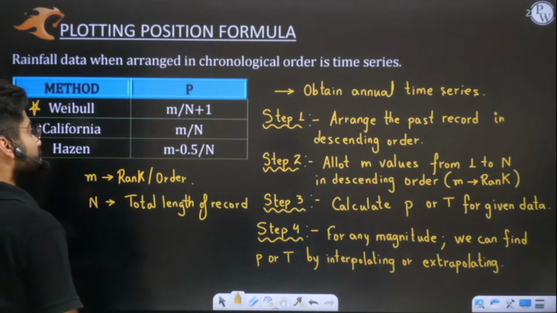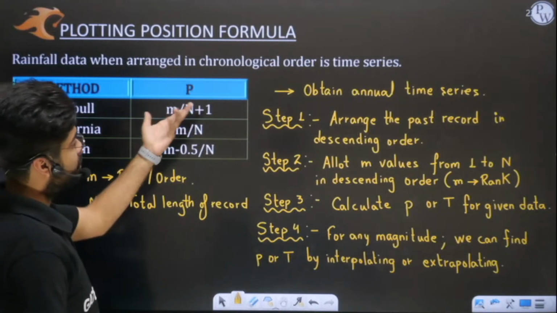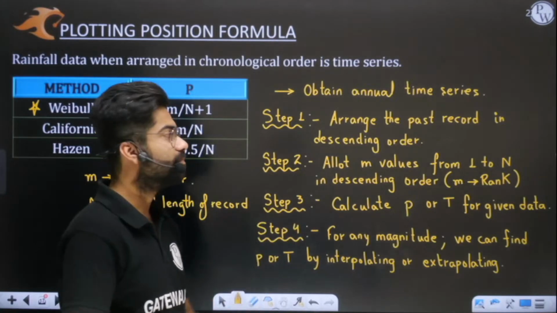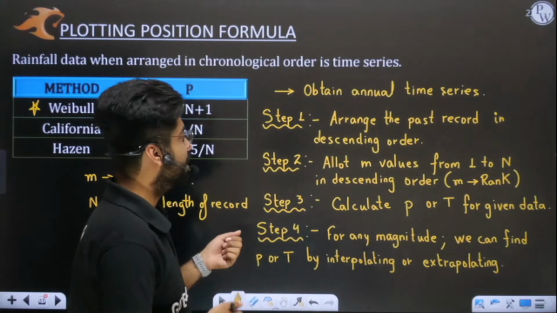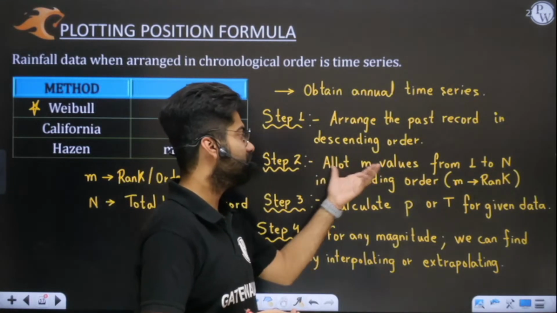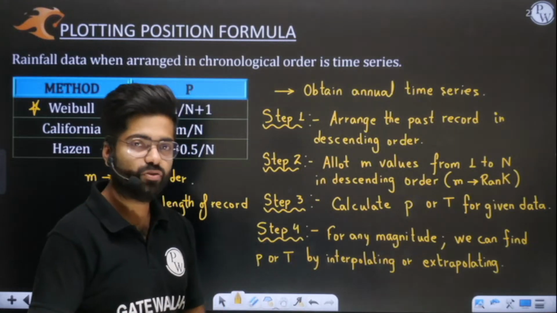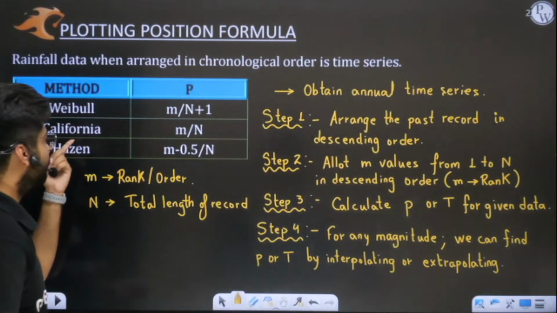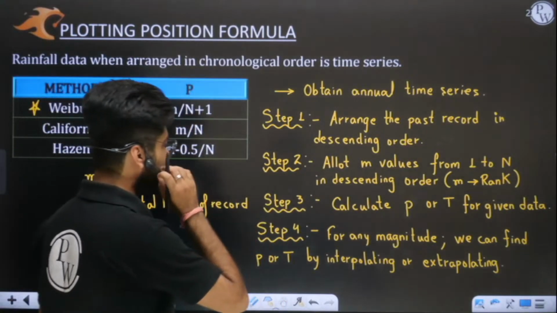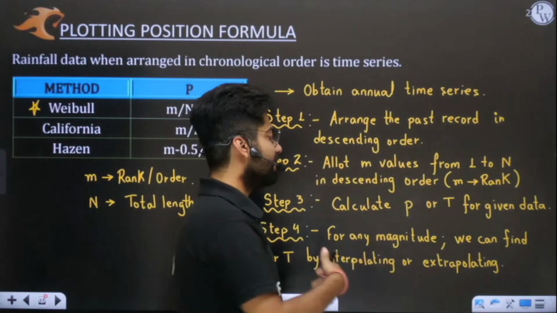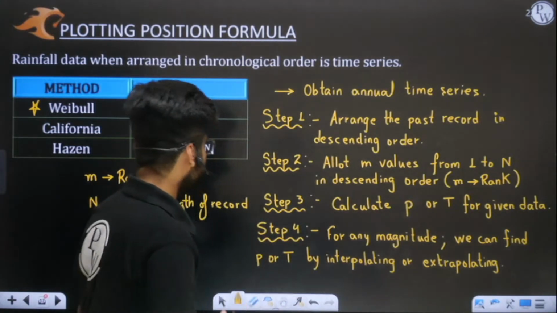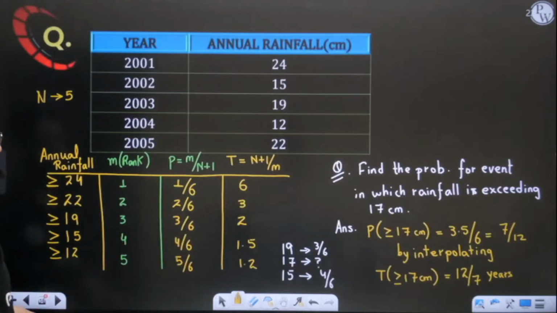In Weibull formula, you told us we have to obtain the annual time series for any kind of record which you have, then arrange it in descending order. We have to allot m values, we have to give the rank. Then we use the Weibull, California or Hazen formula and simply find the probability or return period. And if that magnitude is not in the given table, then we have to interpolate or extrapolate, with the help of which we can easily find probability and return period.